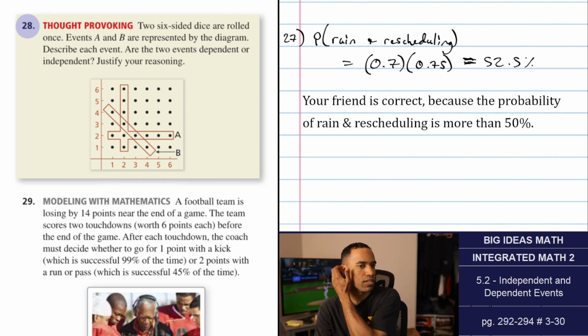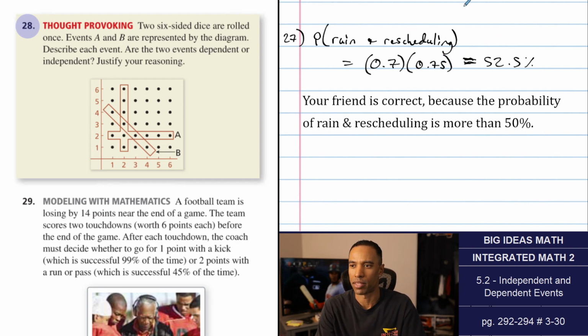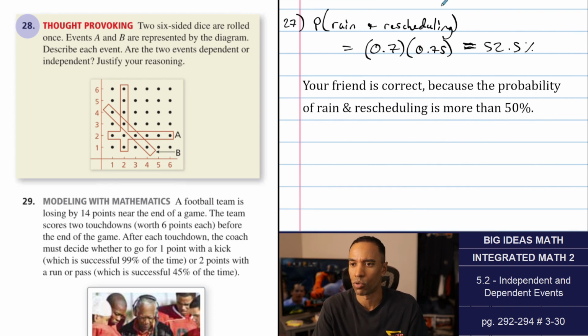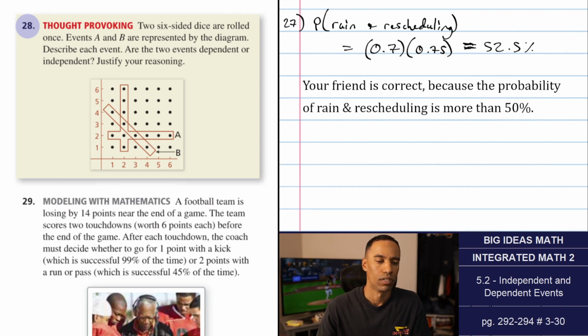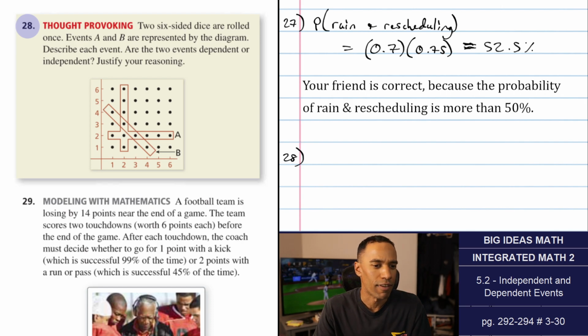2 6-sided dice are rolled once. Events A and B are represented by the diagram. Describe each event. Are the two events dependent or independent? Justify your reasoning. What events? They just call them A and B. I didn't look at the diagram yet. I thought I was going to look for event A and event B. Event A.